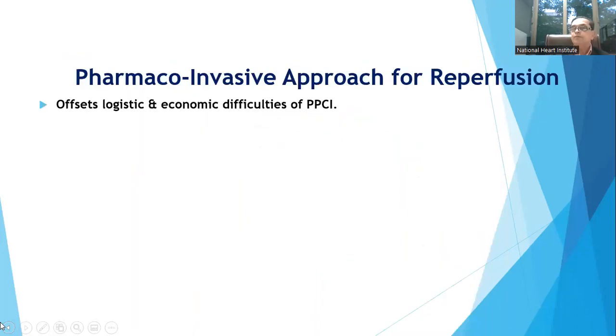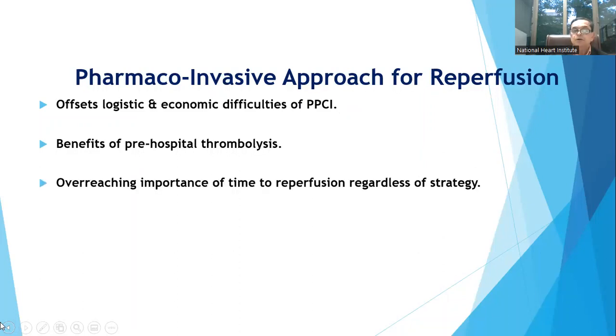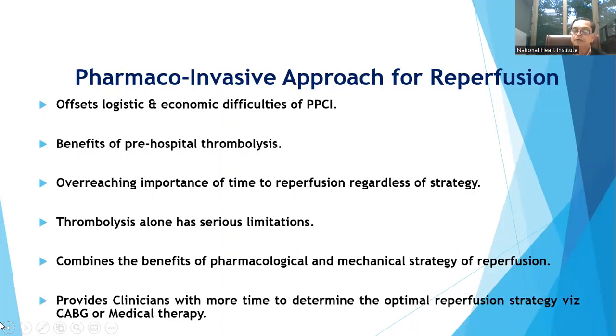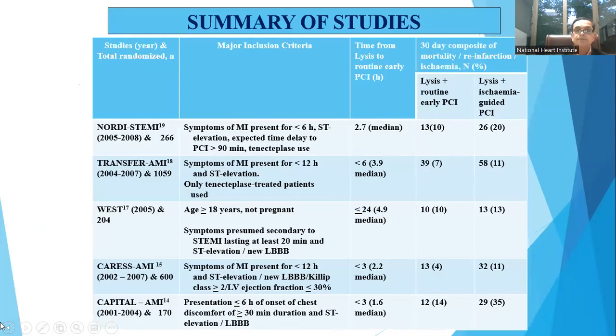Now, the pharmaco-invasive approach for reperfusion offsets the logistic and economic difficulties which are there with primary angioplasty. We have the benefit of pre-hospital thrombolysis, the overriding importance of time to reperfusion, regardless of the strategy, that is achieved with thrombolysis. Thrombolysis alone has serious limitations, and combining the benefit of the pharmacological with the mechanical strategy of reperfusion gives a much needed result. Also, thrombolysis followed by a pharmaco-invasive approach provides the clinician with more time to determine the optimal reperfusion strategy, whether the patient can be kept on medical therapy or should be offered coronary artery revascularization.